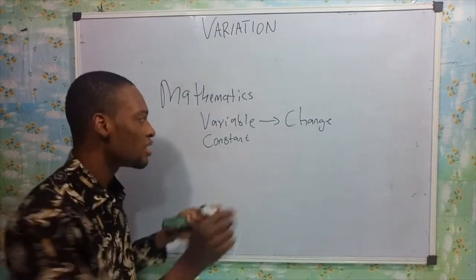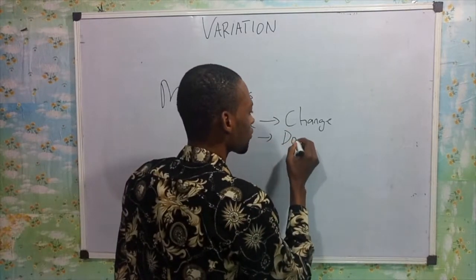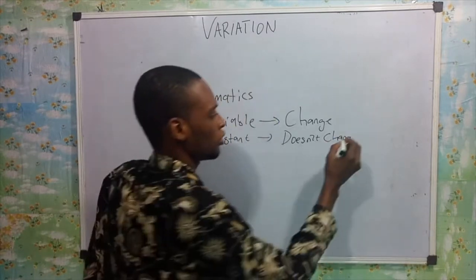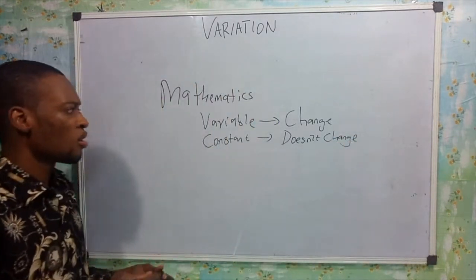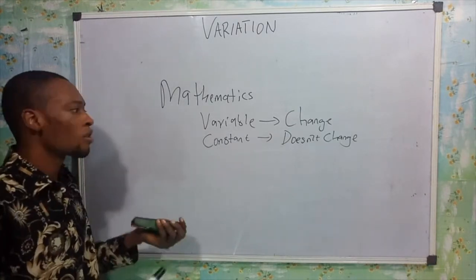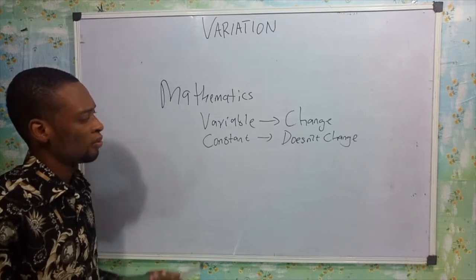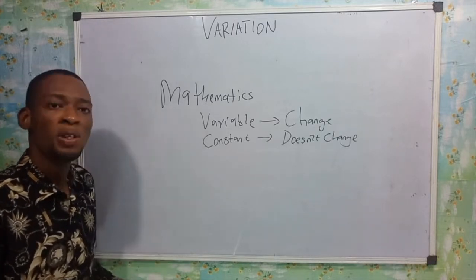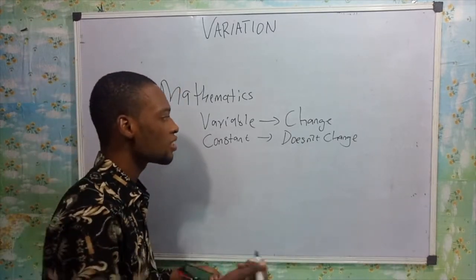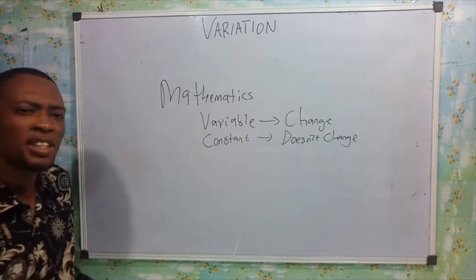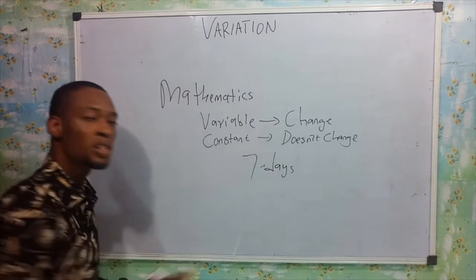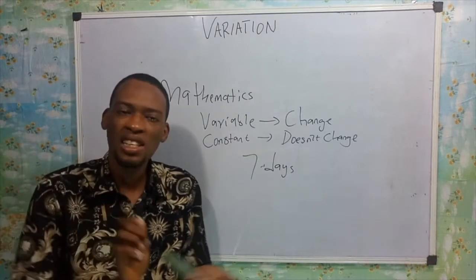It remains the same. Doesn't change. Now, what are the examples of variables? And what are examples of constants? Now, let's start with constant. An example of constant is days of the week. Now, how many days do we have in a week? We have 7 days in a week. So it's constant. It doesn't change.